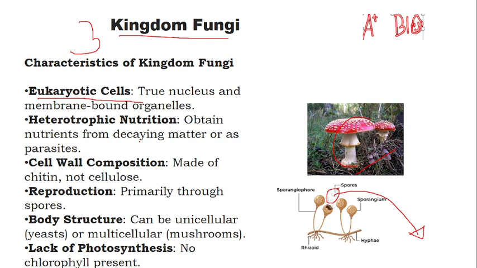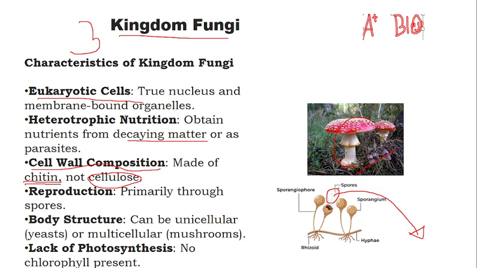They obtain food through decaying matter. Usually fungi use what we call saprophytism. Saprophytism means feeding on dead matter. The kingdom of fungi also contains a cell wall. Their cell wall, again and again, is not made of cellulose or peptidoglycans. Their cell wall is made of chitin.